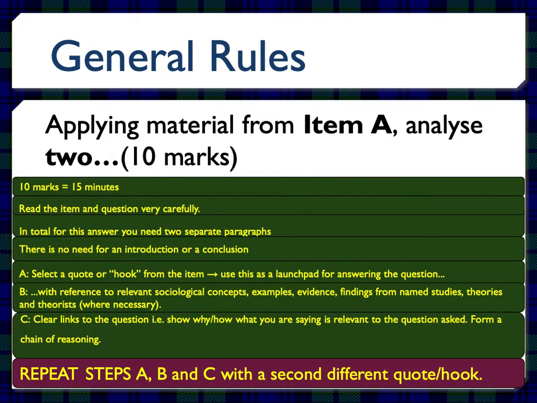Nearly there. The last step is therefore quite similar to the first step, but you must select a second, different hook or quote from the item, and then you must develop your second paragraph. Again, we're looking for concepts, studies, and evidence, but be careful to make sure that it is suitably different from your first paragraph. It still needs to answer the question, but you need to go for a different way, reason, point, etc. If you wanted to break the timing down even further, then your 15 minutes that you're allocated for this question becomes 7.5 minutes for each paragraph.